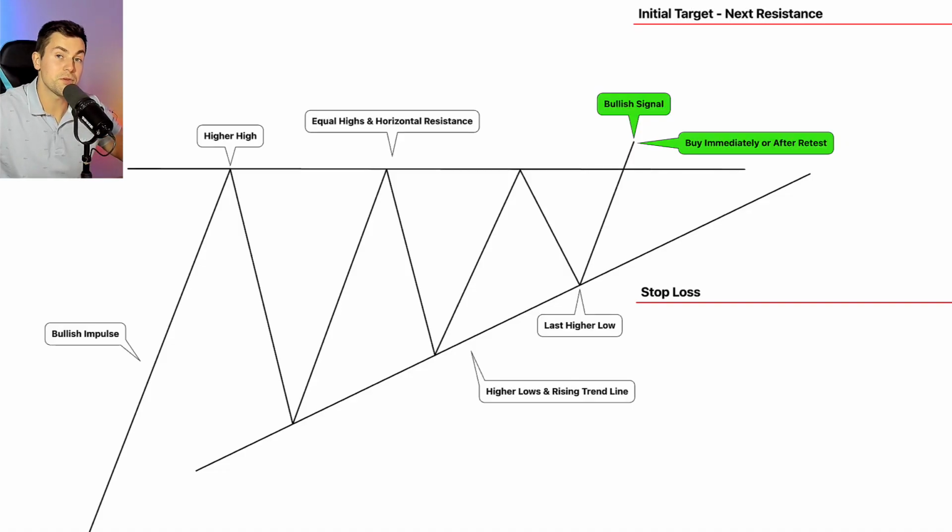A reliable bullish signal will be a violation of the horizontal resistance based on the equal highs. That resistance also will be called the neckline of the pattern. After the violation, buy the market aggressively or on a retest of a broken neckline, your target will be the next resistance and your stop loss should lie at least below the last higher low.